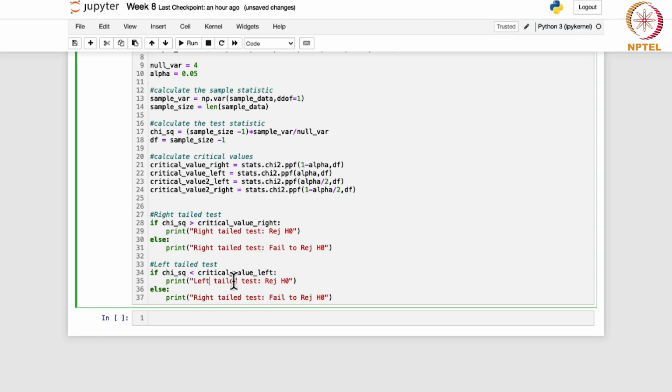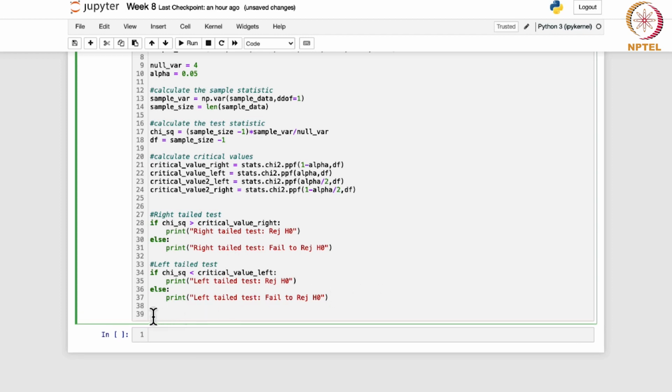So you know the hypothesis also. For different tests, what will be the hypothesis? So here in right tail, the alternative would be that sigma square is greater than 4, because that is your null variance. And in the left tail case, it would be that sigma square is less than 4. Just the reverse of that. And finally, you will have the two-tail test.